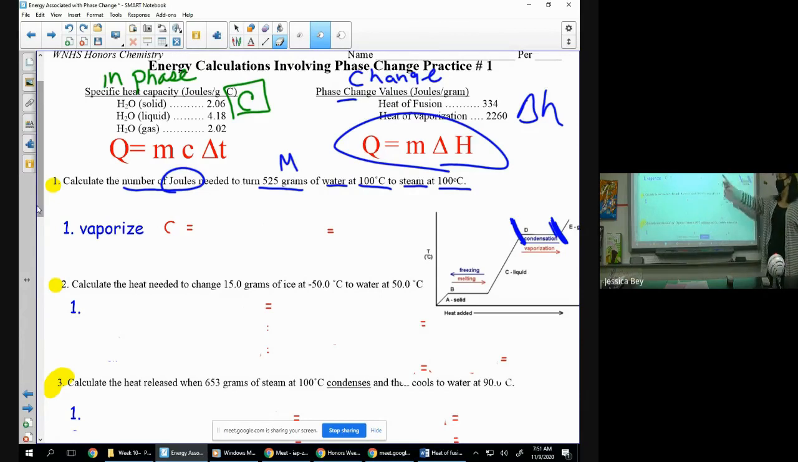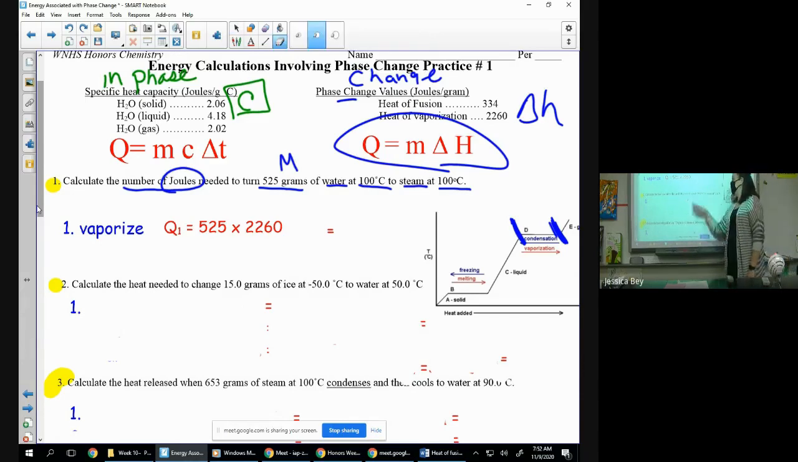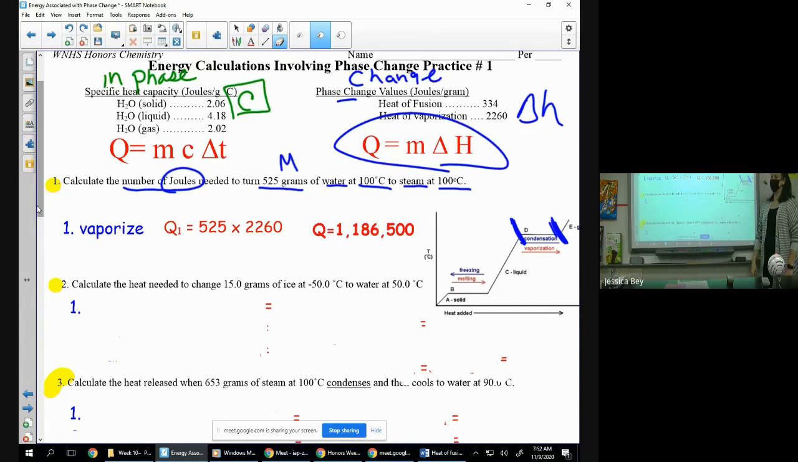Okay, so the blue part that I'm writing is just what you want to think in your head. You do not have to write that on the quiz. So that means I'm going to do Q is equal to M delta H. So Q is equal to M, 525. Which delta H am I going to use if I'm vaporizing? The 2260. It didn't ask me to change the temperature, didn't ask me to warm it, didn't ask me to cool it. All it asked me to do was vaporize it. 1 Q, 525 times 2260. Final Q, 1,186,500. Unit for Q is always joules.